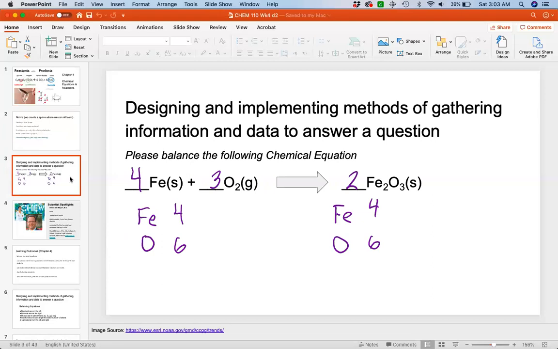So if we think about designing and implementing methods of gathering information and data to answer a question, we're going to balance the following chemical equation. I have iron, which is a solid metal, I have oxygen, and then I have iron oxide. In order for us to have 4 irons, I need to multiply by 2 because I have the subscript 2. So 2 times 2 is 4. That means I would have to put a 4 here. And then 2 times 3 is 6, and I would have to put a 3 here so that my oxygens would balance.